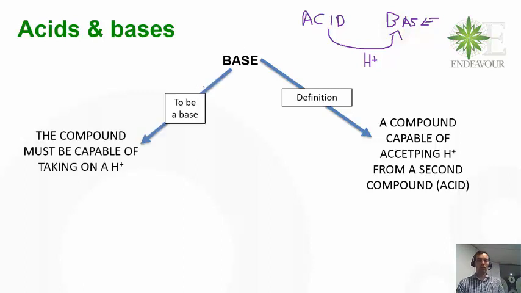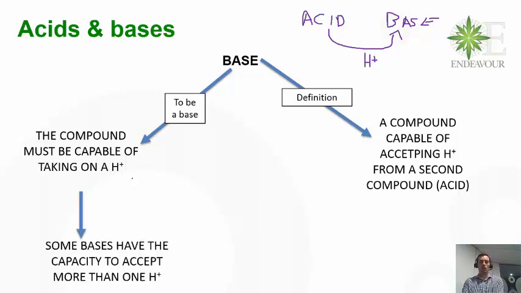So what does a compound need to do to be a base? Essentially, it has to be capable of taking on an additional H+. So it has to be able to accommodate an extra H+ within its structure. And just like the acids, some bases can actually do this more than once. So some bases have the capacity to accept more than one H+.